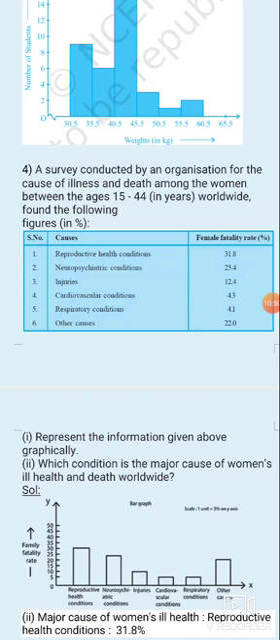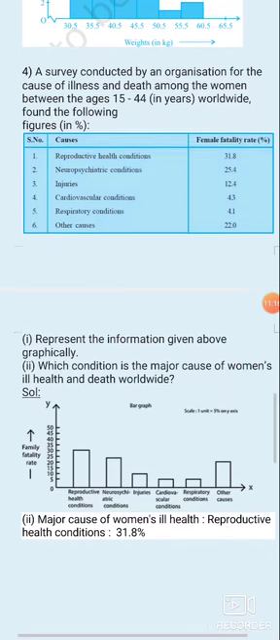Then the second question, which condition is the major cause of women's ill health? So which one is the maximum one? The maximum one is 31.8, which is reproductive health conditions. So the major cause of women's ill health is reproductive health conditions, that is 31.8%. Clear? So simple one is the bar graph.